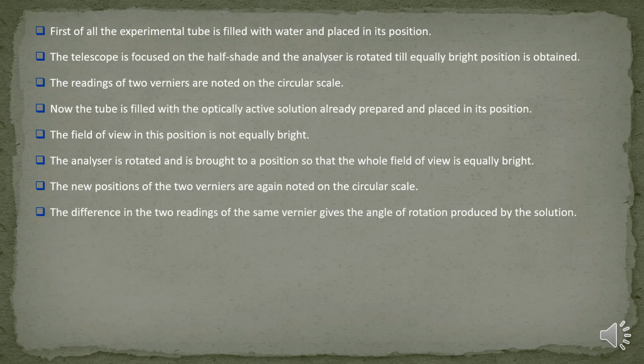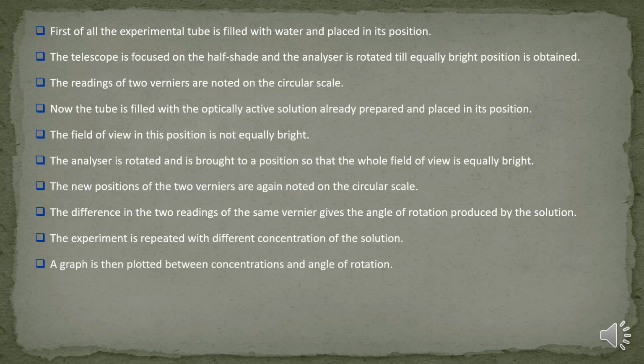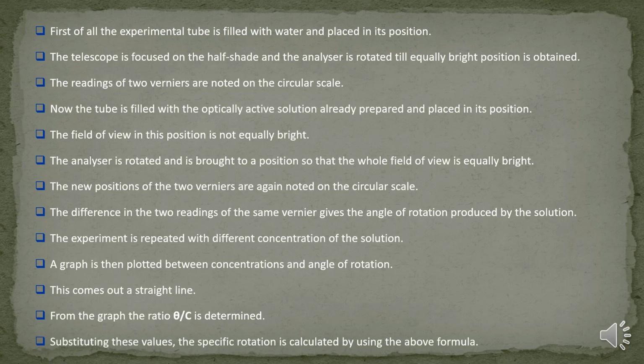The difference of the two readings of the same vernier gives the angle of rotation produced by the sugar solution. The experiment is repeated with different concentrations of solutions. A graph is then plotted between concentration and the angle of rotation. This comes out as a straight line. From the graph, the ratio of theta by C is determined. Substituting these values, the specific rotation is calculated by using the above formula.